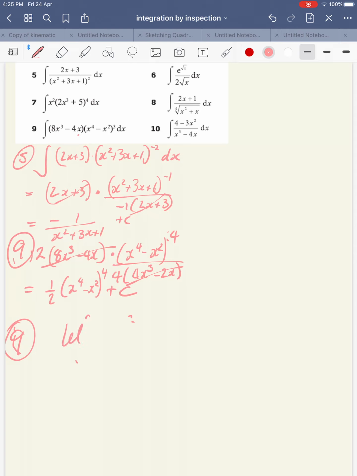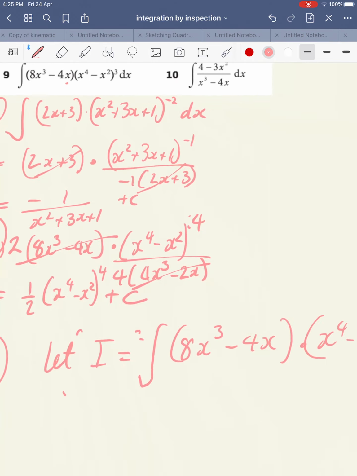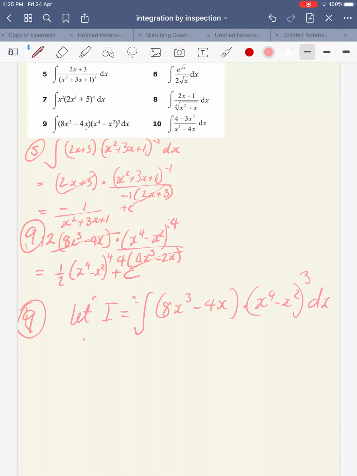So we've got the integral. I'm going to put let I equal the integral of 8x cubed minus 4x into x to the 4 minus x squared cubed dx. Okay, that's right. Yep. And now I'm going to use a u substitution. Okay, so always let u equal the g of x. Okay, it's the inner function, the f of g of x, which I mentioned before. I'm going to let u equal x to the 4 minus x squared.